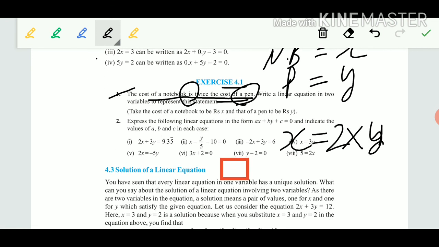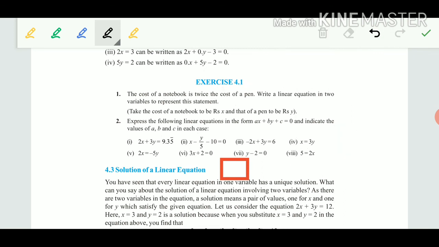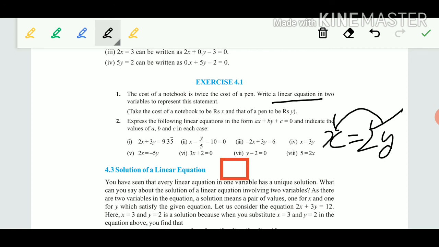So what is the equation? It becomes x is equals to 2y. Write it in the form of linear equation. So x is equals to 2y. 2y is plus on this side. On the left side it becomes minus. So equation is x minus 2y is equals to 0.